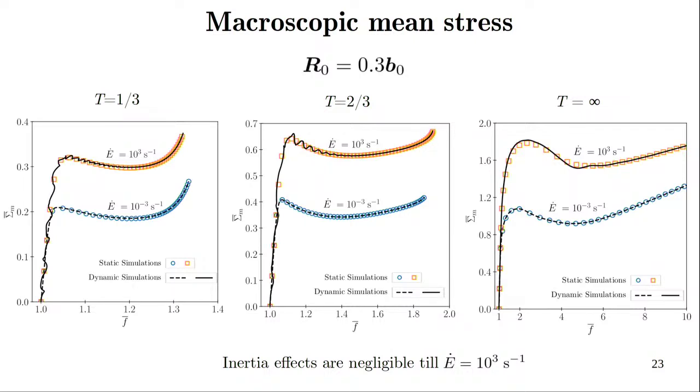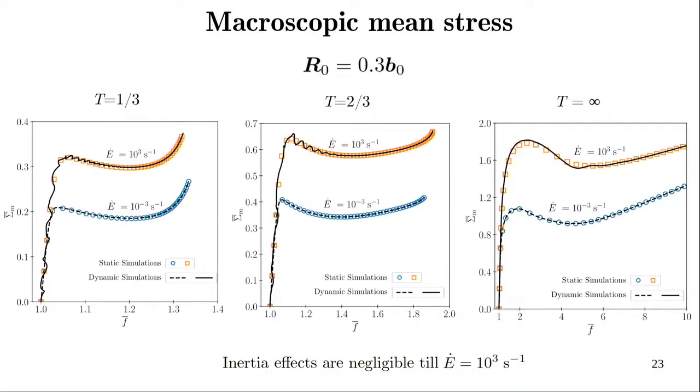So what we see there at all triaxialities is that up to a strain rate of 10 power 3 per second, we don't see any difference between the static response and the dynamic response. What does it say? It says that the inertia has not become significant till a strain rate of 10 power 3 per second.